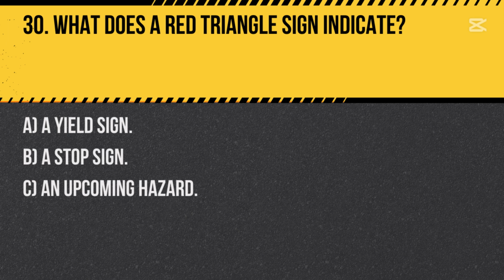A. A yield sign. B. A stop sign. C. An upcoming hazard. Answer A. A yield sign. The red triangle is universally recognized as a yield sign, indicating that drivers must slow down and be prepared to stop if necessary to give right of way.